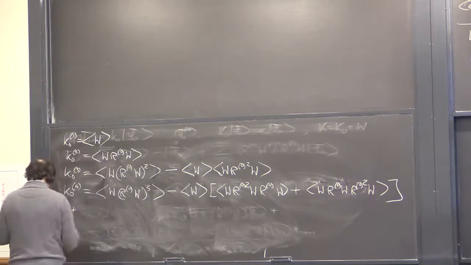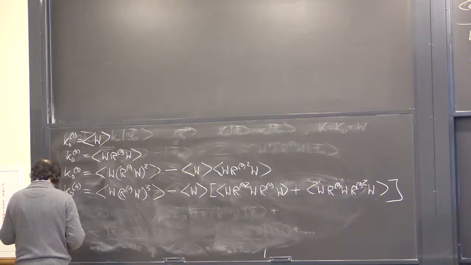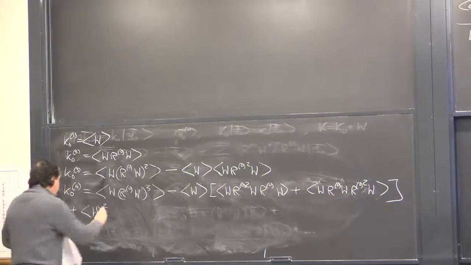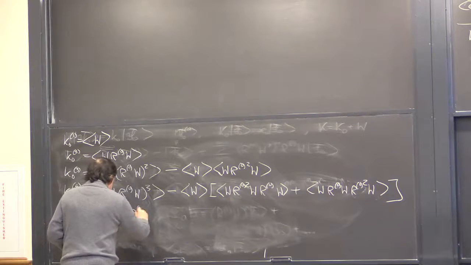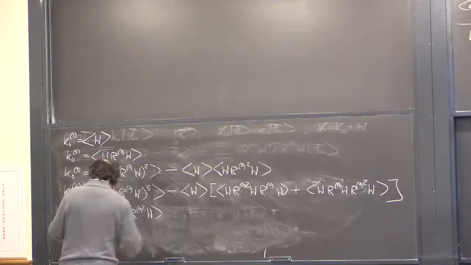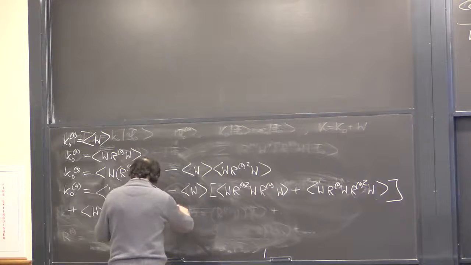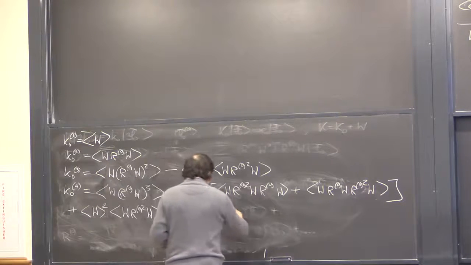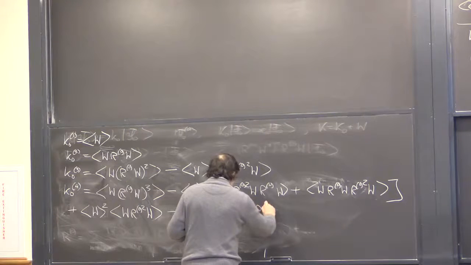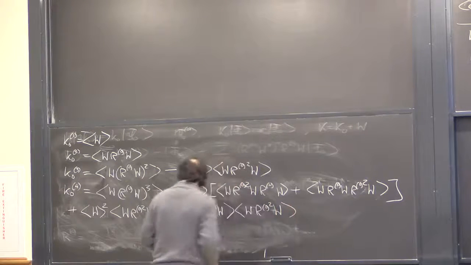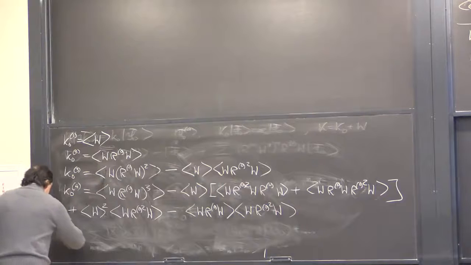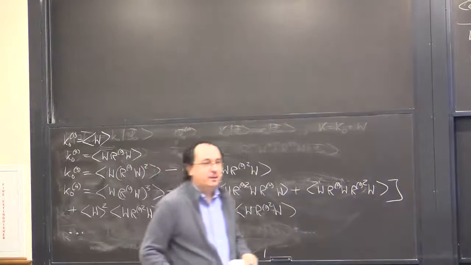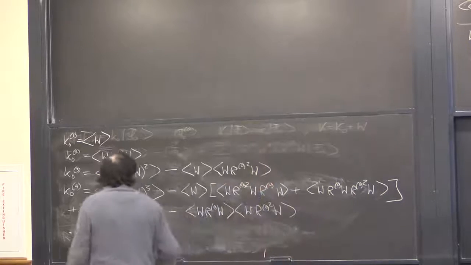Then we have plus the square of the expectation value of W times W R0 squared W. And then the last term is minus W R0 W and then W R0 squared W. And you'll do the fifth one in your homework.